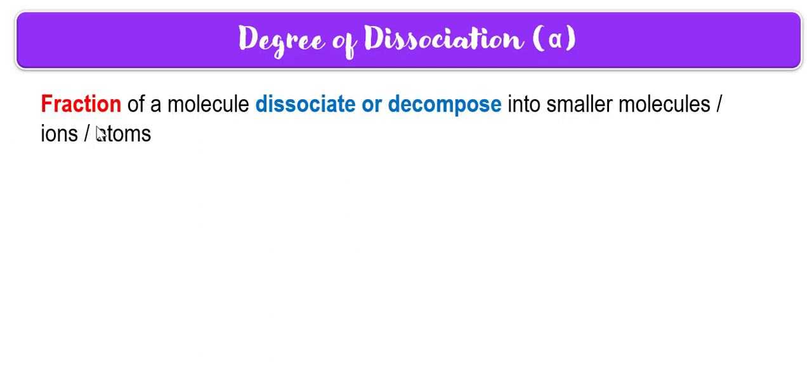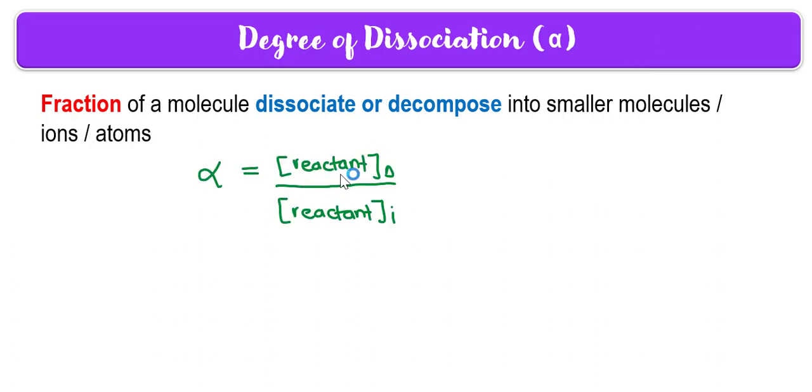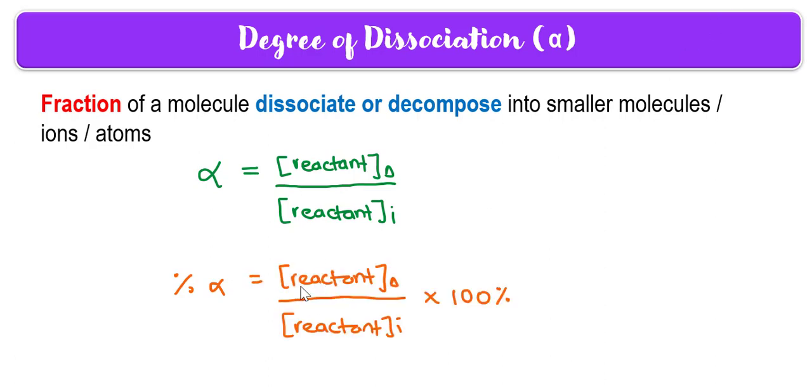Degree of dissociation is the fraction of a molecule that dissociates or decomposes into smaller molecules, ions, or atoms. The formula is the change in concentration of reactants over the initial concentration of the reactants. And to find the percentage of dissociation, it equals the change in concentration of reactants over the initial concentration of the reactants times 100%.